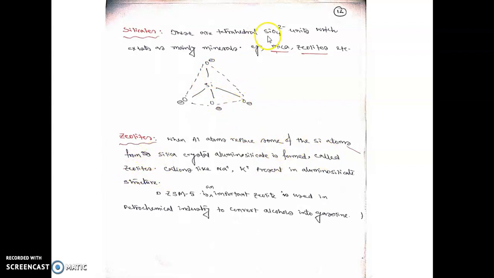Okay. Now this aluminosilicate anion will be combined with cations like sodium plus, potassium plus, etc. And after aluminium atoms replace the silicon atoms from the silica crystal, and cations sodium plus or potassium plus are present in the crystal, the overall compounds are called zeolites. One important example of zeolite is ZSM5, which is used mainly in the petrochemical industry to convert alcohols into gasoline.